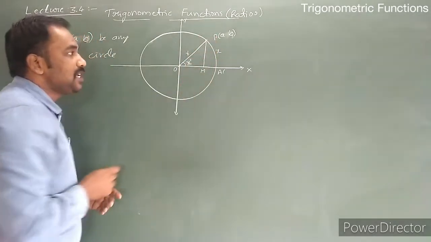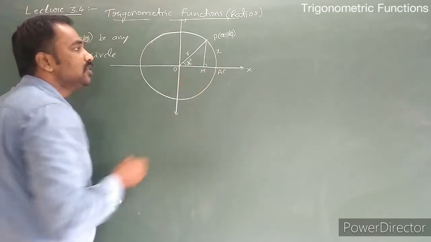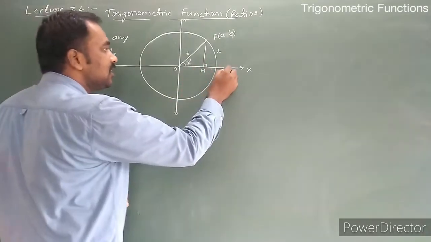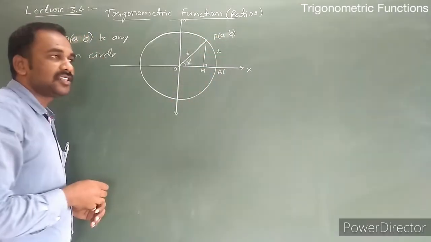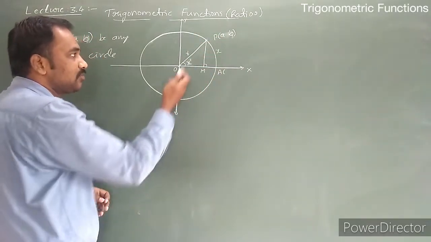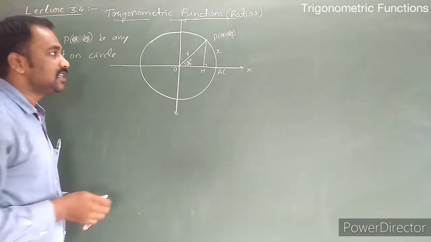Next, draw PM. PM is perpendicular to the x axis. Now, what is the arc length PA? Arc length is equal to x unit because at the center x radian is there.